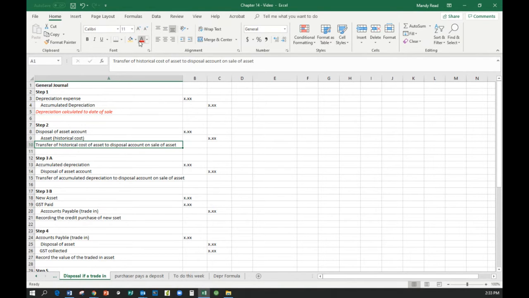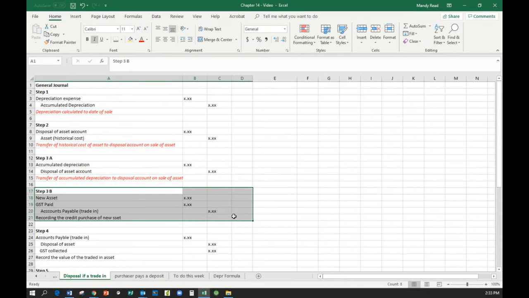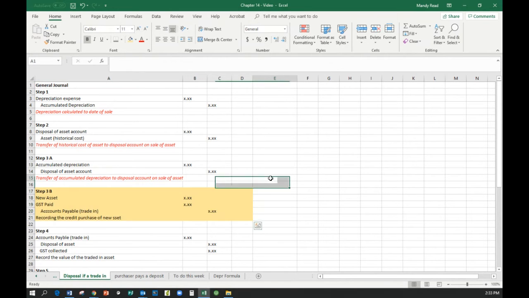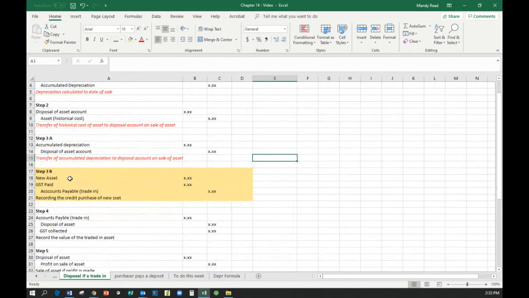Step number two, you then must record the transfer of the asset to the disposal account. Step number three, we then record the accumulated depreciation and close that off to the disposal account. So nothing yet has changed. Where it changes is when we get to the next step. You'll see I've divided it and given you basically a 3A and a 3B.